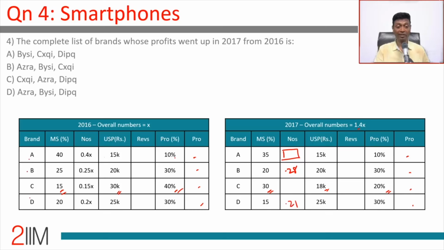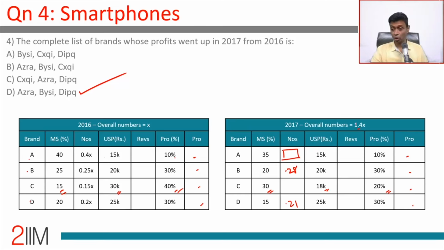A, B, and D end up doing higher numbers in terms of actual numbers, not market share, than they did in the previous year. Their USP and their profitability percentage remain the same. So A, B, D, all three are going to have higher profits in 2017 than 2016. This works. Everything has only 3 choices. Cxqi, simply there, let us drop the price, increase market share strategy, does not work.